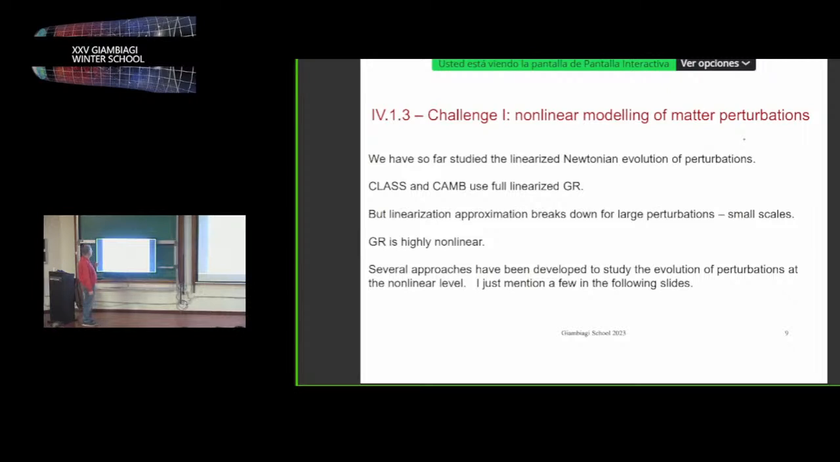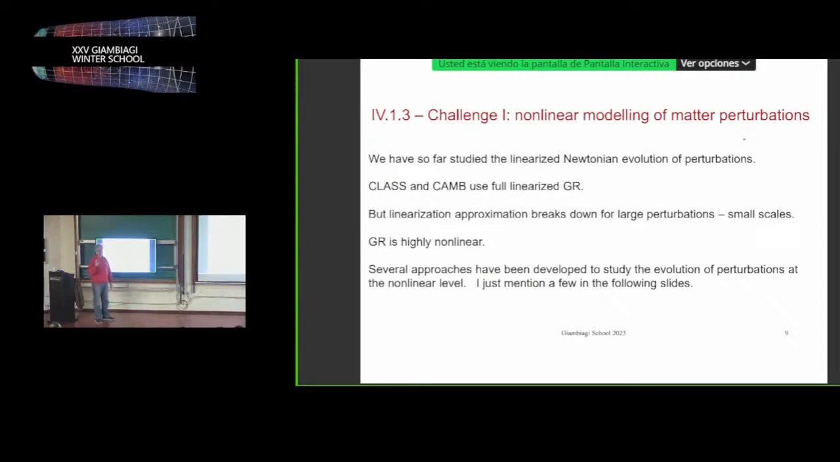But again, as I said, this linearization approximation breaks down for large perturbations, so small scales. We also saw from Mustafa that the power spectrum is like a variance. So if you go to small scales, you have large variance, so large perturbations. And then there's the fact that general relativity is highly nonlinear. So there are several approaches that have been developed to study the evolution of perturbations at the nonlinear level. And I'll just mention a few.